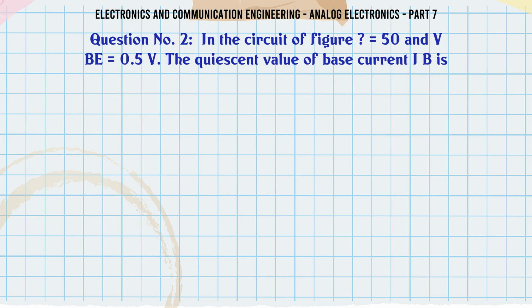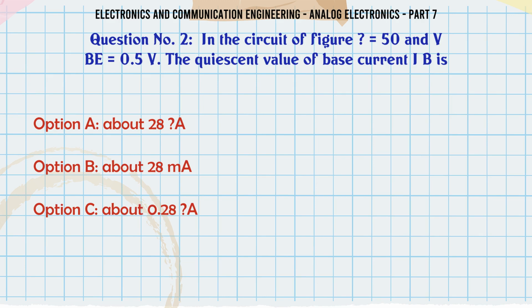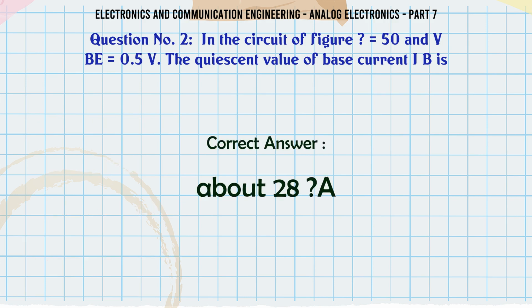In the circuit of figure 50 and VB 0.5 V, the quiescent value of base current IB is A. About 28 µA, B. About 28 mA, C. About 0.28 A, D. About 2.8 A. The correct answer is about 28 µA.